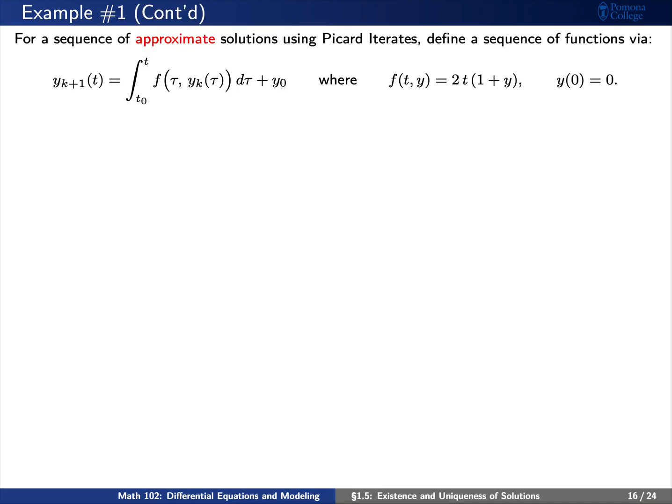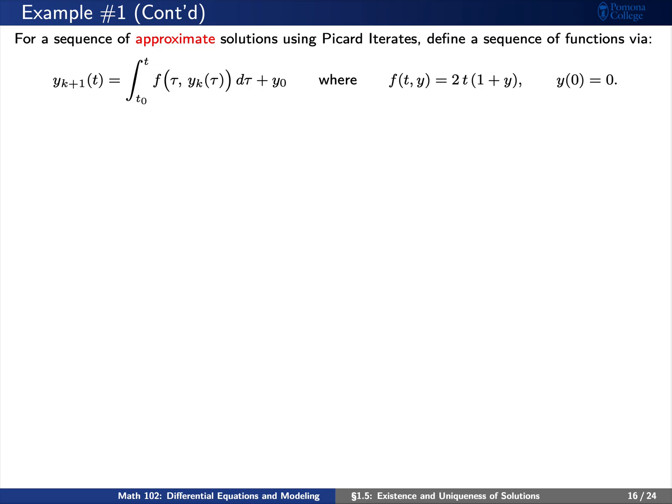Now let's introduce a second method using the idea that we just illustrated, that is the idea of Picard iterates. We'll form a sequence of approximate solutions. Let's define the sequence iteratively as follows: y sub k plus 1 equals the integral from t0 to t of f of tau, comma, y sub k of tau d tau plus a constant y sub 0.